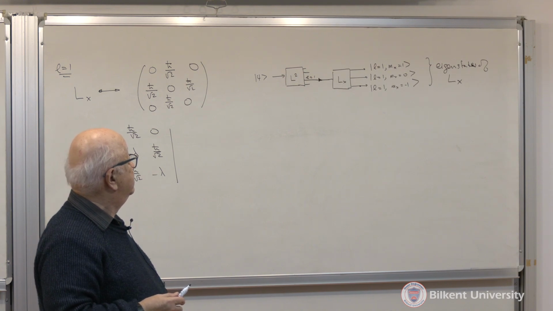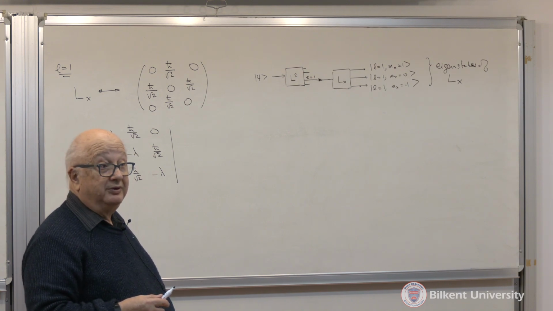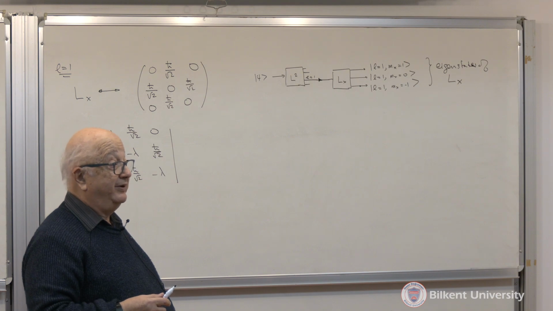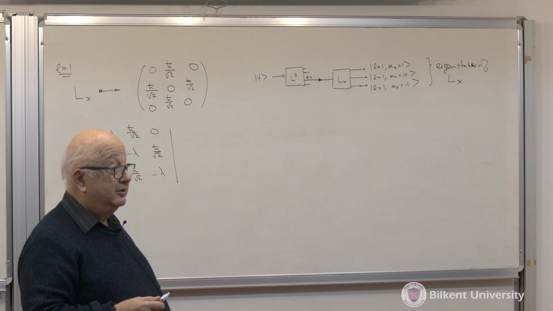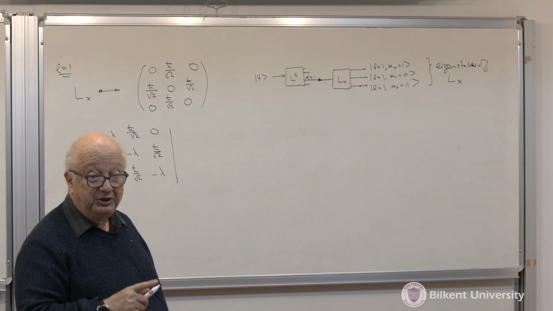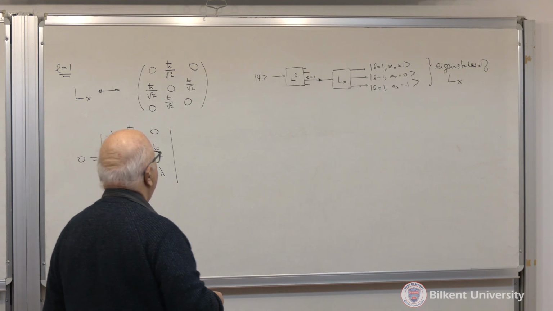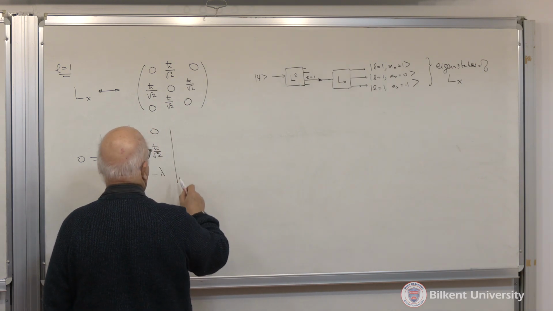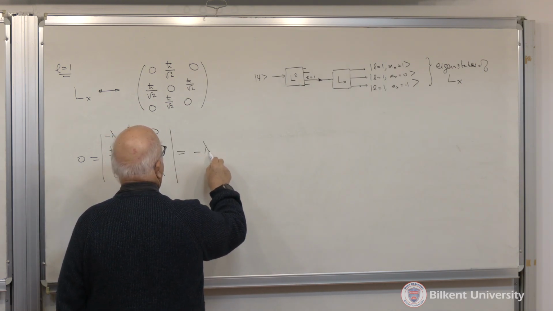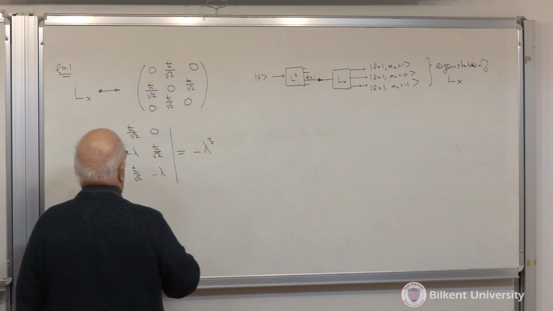What are the possible values of the measurement? 0, 1, minus 1. Well, you need units, h bar. So it's 0, plus h bar, or minus h bar. Let's just see. So this is equal to minus lambda cubed.